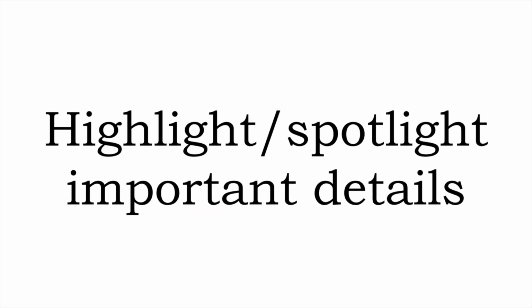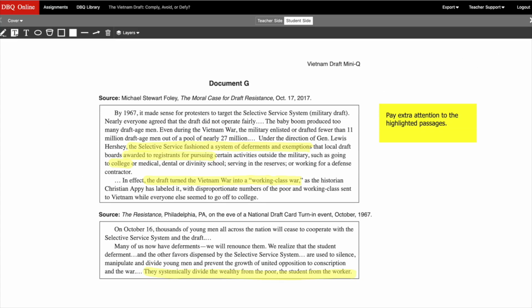Number 3, highlight important details. This is another great way to scaffold the document. Sometimes when students are reading the documents, the big ideas get lost in the mix. If you highlight those details in advance, students will be clued in to what they should pay special attention to.